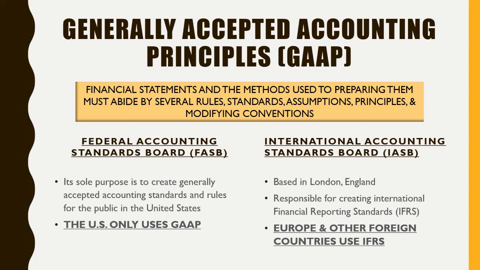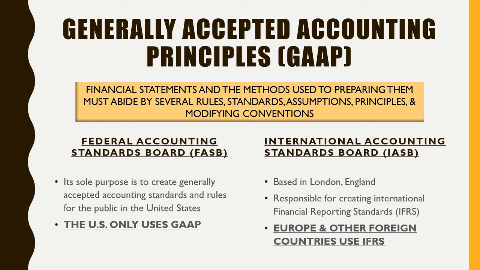And the body that actually creates those is called the FASB. Who doesn't know the FASB? They're the Financial Accounting Standards Board, okay? FASB for short. They are the ones that come up with these rules, and they are the ones that ensure that people actually follow these rules, okay?